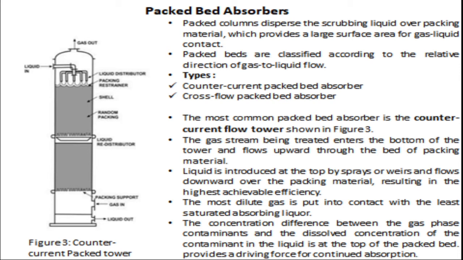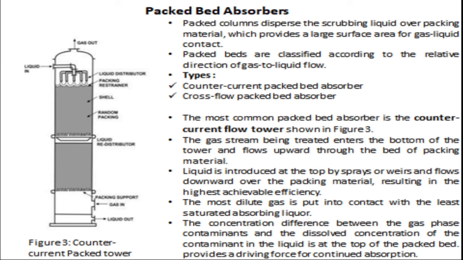Now the packed beds are classified according to the relative direction of gas to liquid flow. So there are two types over here: counter current packed bed systems and cross current packed bed systems. Most of the time the counter current flow is used, as we have even seen with the spray towers, that the efficiency is really good. So for the next system, again a packed bed system, counter current flow towers are being used, the figure of which is shown here.